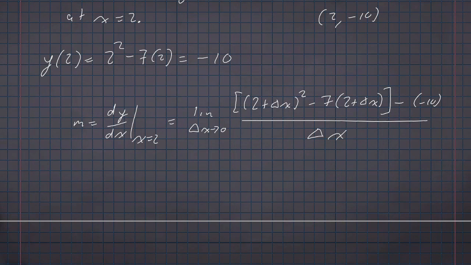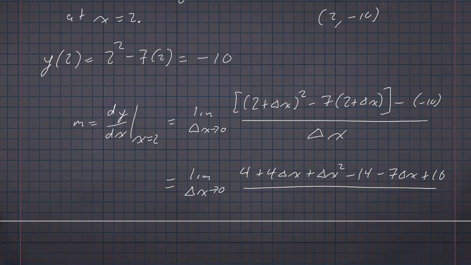And our goal is to be able to reduce this fraction. Which thankfully we can do. If we multiply out 2 plus delta x squared, that's going to be 4 plus 4 delta x plus delta x squared. If we multiply out minus 7 times 2 plus delta x, we're going to get negative 14, we're going to get minus 7 delta x. And then we have a minus negative 10, which is just plus 10, all over delta x.